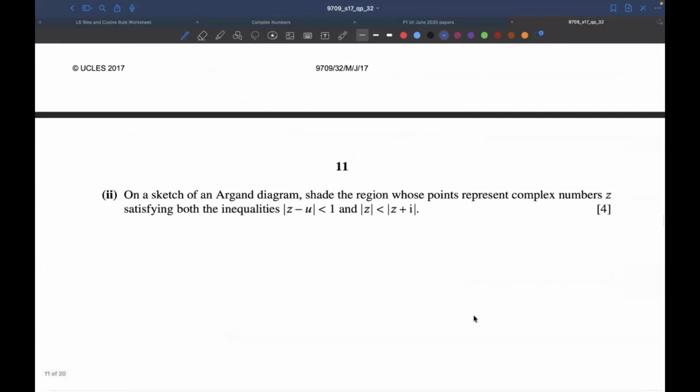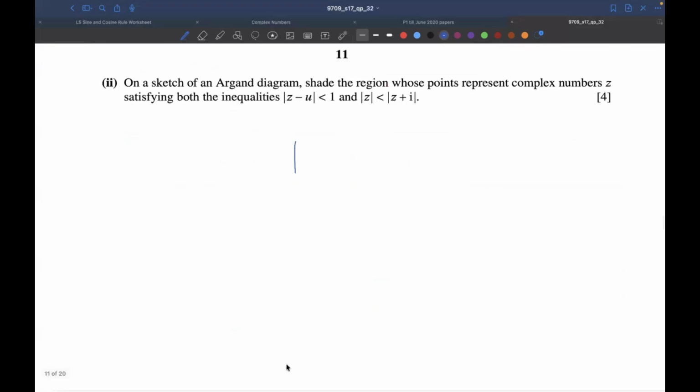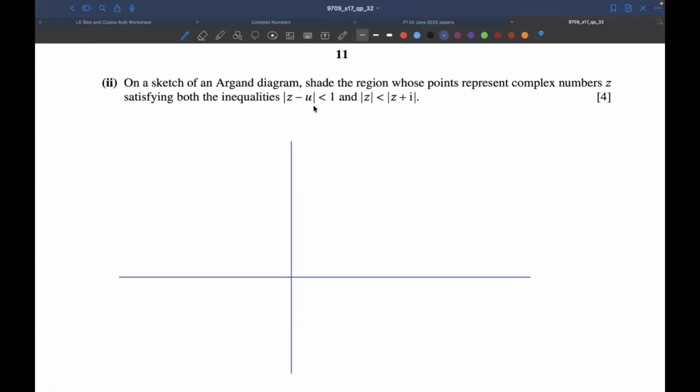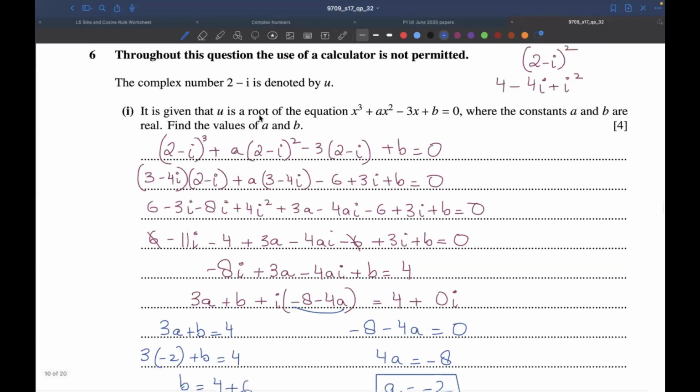In part 2, it says, on a sketch of an Argand diagram, shade the region whose points represent complex numbers z, satisfying both the inequalities modulus of z minus u is less than 1 and modulus of z is less than modulus of z plus i. Now, what this actually means is that the distance of z from this complex number u is less than 1. So we already know what u is, and that is 2 minus i.